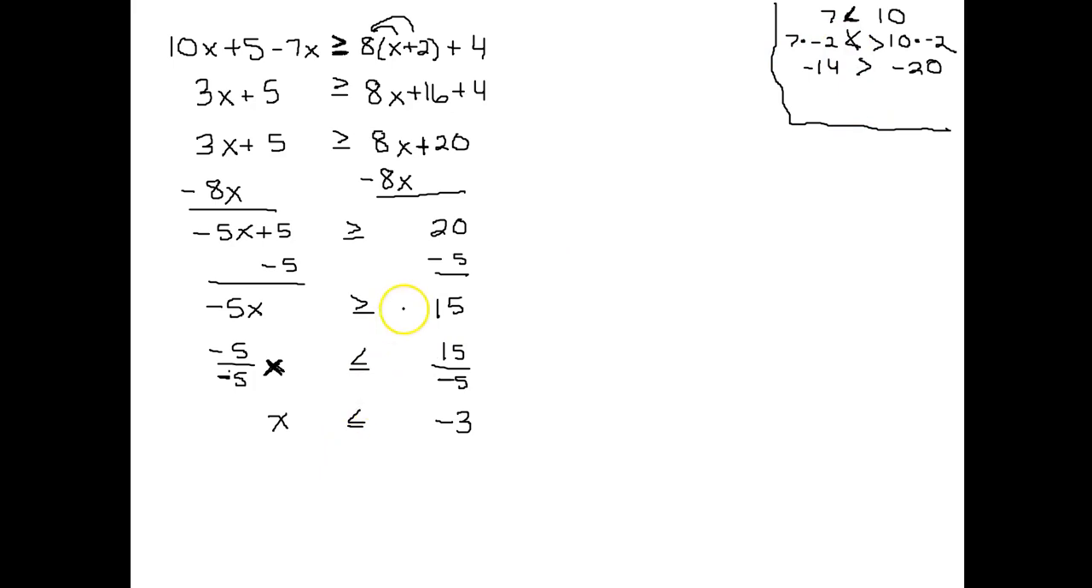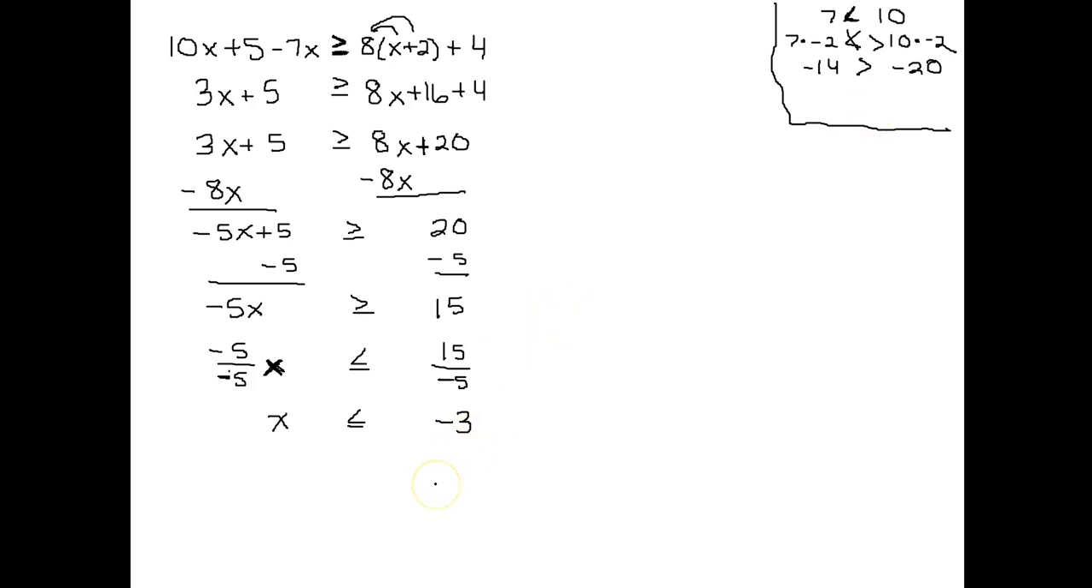So that's the story on the inequality flipping right here. Whether you're multiplying or dividing both sides by a negative, you're going to do that. Just adding or subtracting, you don't have to do that, because adding or subtracting doesn't affect the inequality. But multiplying or dividing by a negative will affect that inequality.